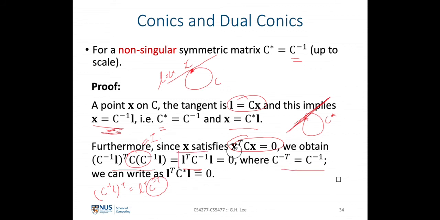Hence, we will get this particular relation over here. And as a result, we can see that this relation can be rewritten into L transpose C star L equals 0, by simply saying that the dual conic is equal to the inverse of the conic.